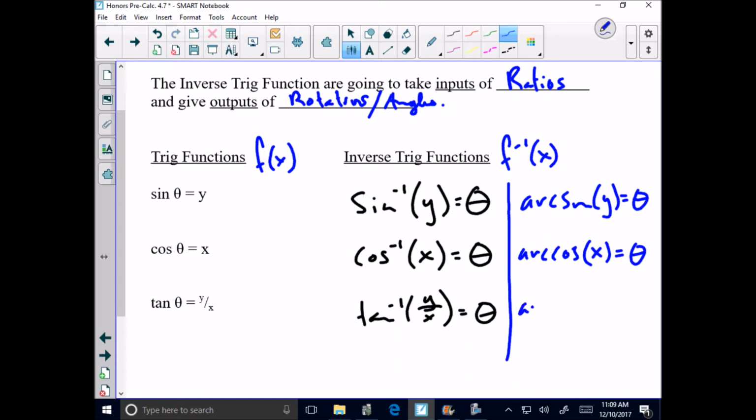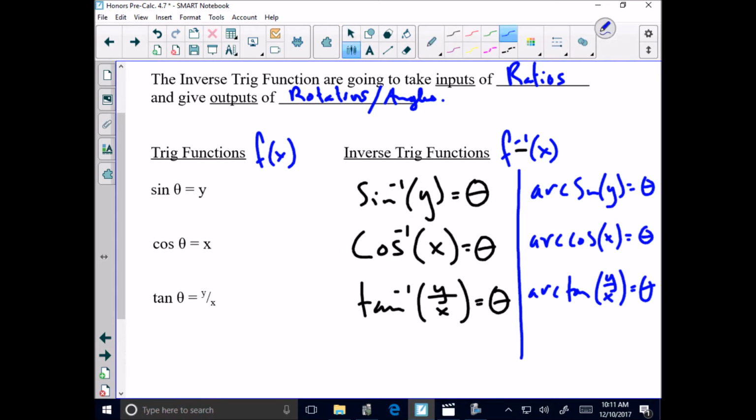Arc tan is another way of writing inverse tan, and it's going to take as its input the y value divided by the x value and give as its output the rotation where that y value and x value occur as an ordered pair. Okay, so looking at this, the idea is pretty simple.